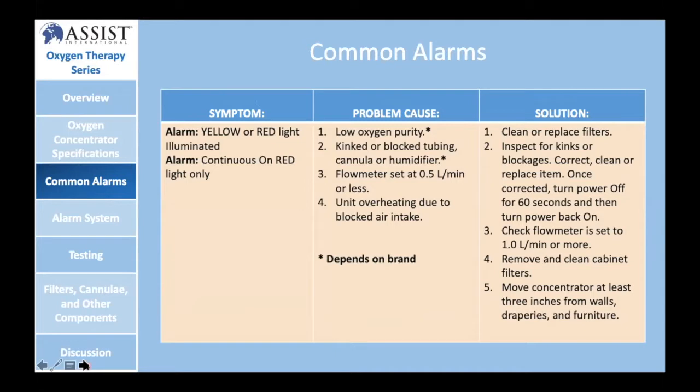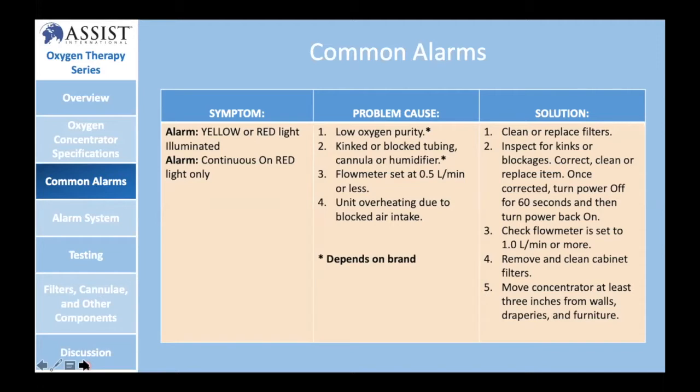There are also some visual alarms besides audible alarms. You'll see there may be a yellow or red light that is illuminated in some cases. And so some of the causes here can be low oxygen purity. It could be kinked or blocked tubing. Again, the flow meter being set at a flow that is below 0.5 liters per minute, or it can also be due to overheating because of blocked air intake. So the solutions here are, again, quite simple. Just like with the audible alarms, you want to make sure that the filter is clean and replaced, or make sure it's clean and washed.